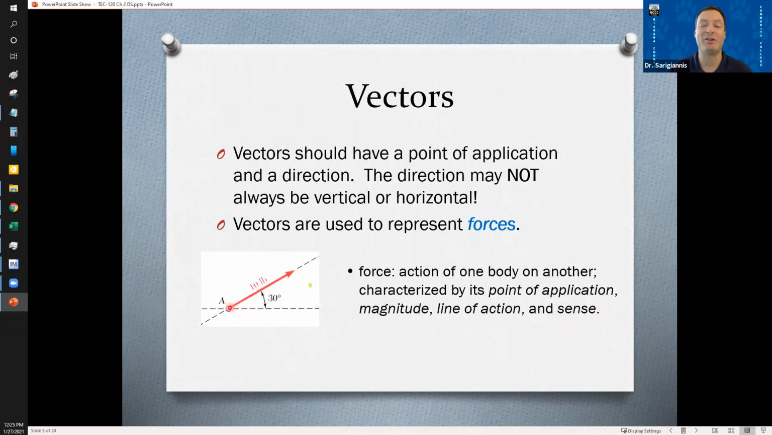So the point of application, the magnitude here is 10 pounds. The line of action, notice the vector itself is this red. The line of action is this dashed line. The line of action runs through the vector, and the vector can act anywhere along the line of action. And then the sense is basically the direction, right? So in this case, the sense would be 30 degrees from the horizontal, right? Positive 30 degrees from the horizontal.